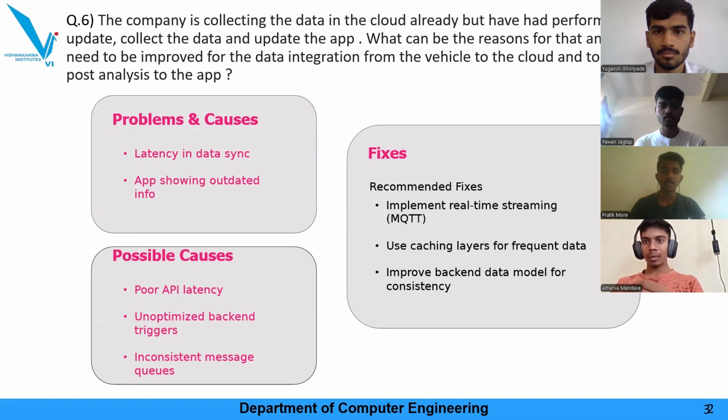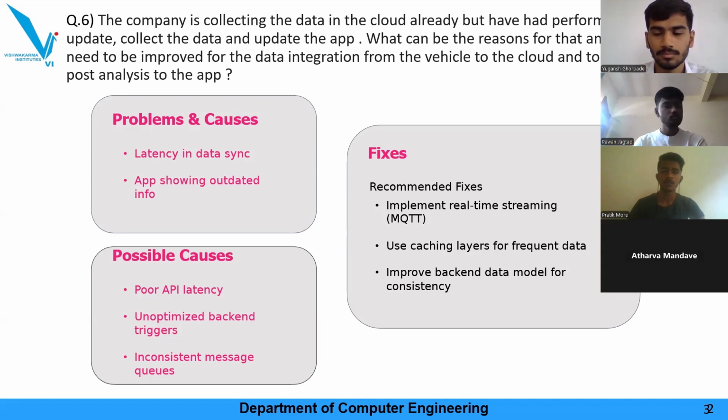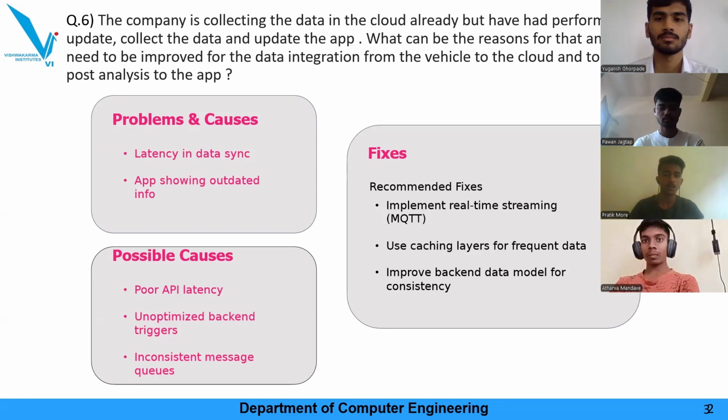The company is collecting the data in the cloud already, but has had performance issues to collect the data and update the app. What can be the reasons for that, and what would need to be improved for the data integration from the vehicle to the cloud and to send the data post analysis to the app? Problems and causes: latency in data sync, app showing outdated data. Possible causes: poor API latency, unoptimized backend triggers, inconsistent message queues. Recommended fixes: implement real-time streaming, MQTT, use caching layers for frequent data, improve backend data model for consistency.